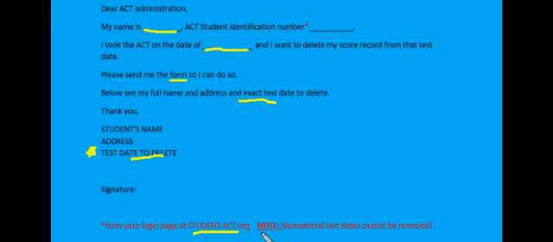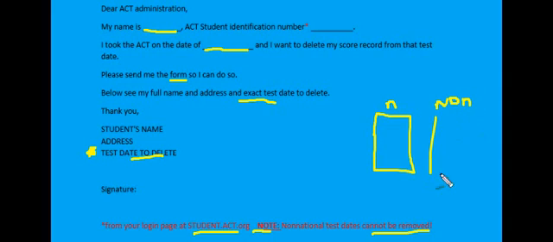One final note down over here, non-national test dates cannot be removed. So what does that mean? Two ways to take the ACT: there's the national and there's the non-national. The national tests are given on Saturdays at any location that you choose to select. Non-national test dates means you're taking it during the school day at your school. If you're taking it at your school, those tests are not tests that you're able to delete.